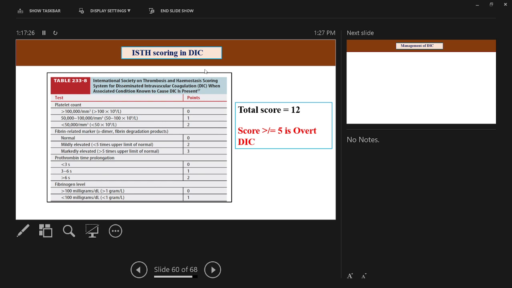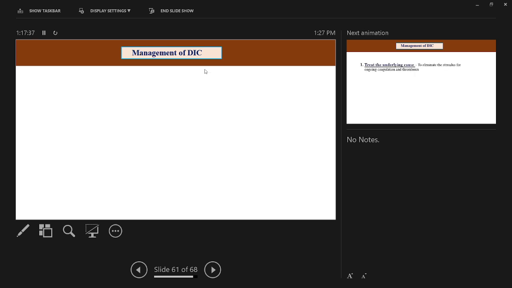After how much time of the precipitant will the DIC develop? There is no strict timeline which is given actually, so I don't think there is a specific time after which. Yes, sir. Unless there is enough clinical evidence that the patient is either thrombotic or bleeding, even if we are sending the DIC profile, it will not help in the management.